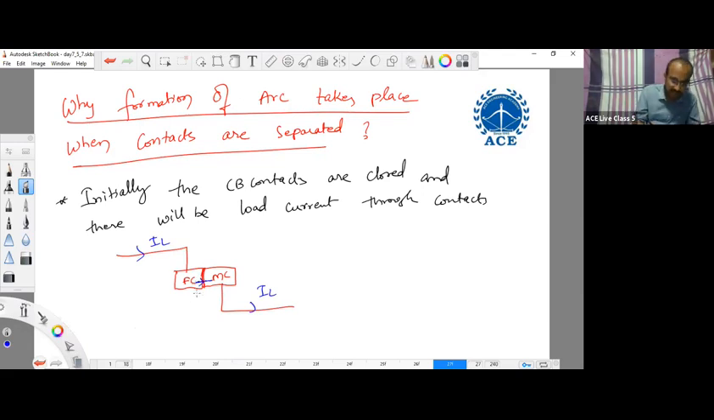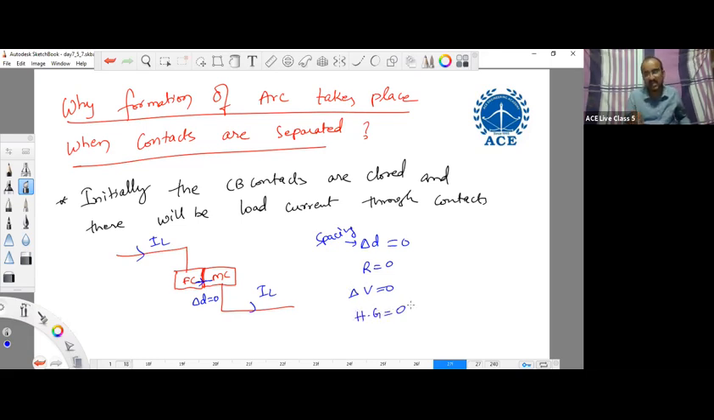Now what is the spacing between the contacts? Spacing delta D is 0, because the contacts are kept closed. So the resistance between the contacts is 0. The voltage drop between the contacts will also be 0. What about the heat generated? Heat generated will also be 0, because resistance is 0.